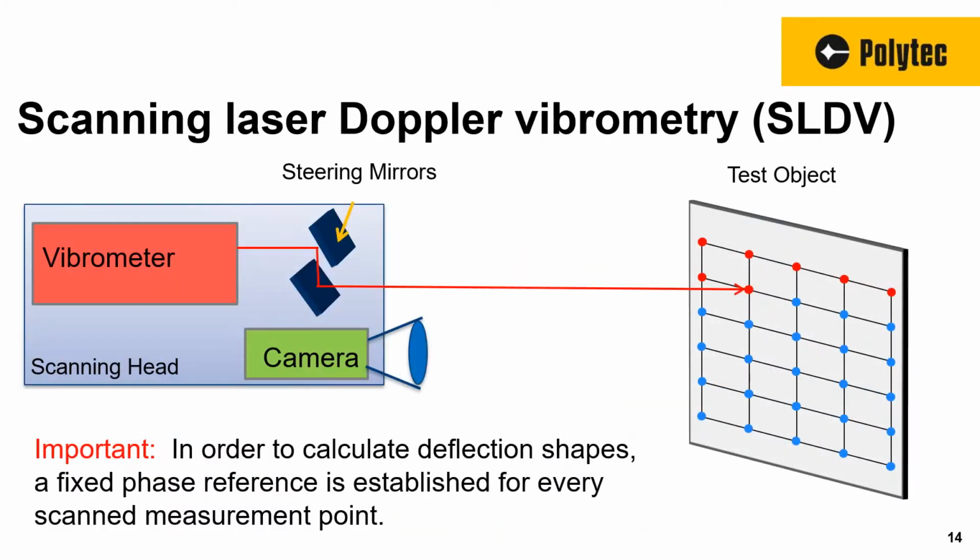In order to capture deflection shapes, it is necessary to measure an entire grid of points across the test object. This is done with the Scanning Laser Doppler Vibrometer, also called SLDV. In this case, the vibrometer is packaged into a scanning head that comes with steering mirrors and a camera. This allows the user to automate a test across a grid of points on a surface without having to manually reposition the laser.